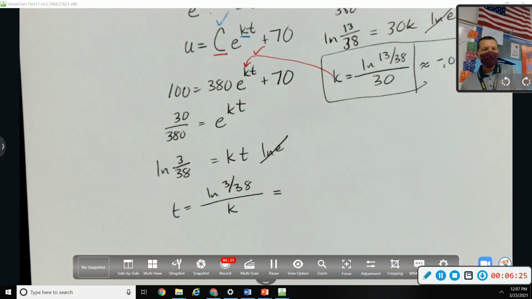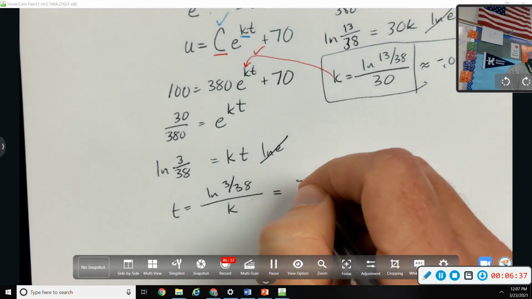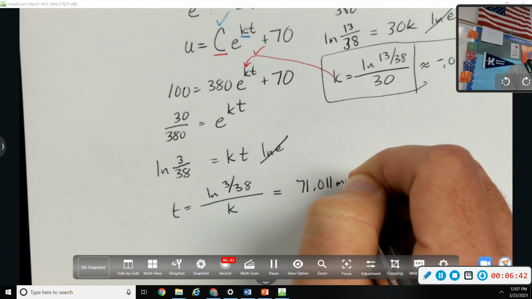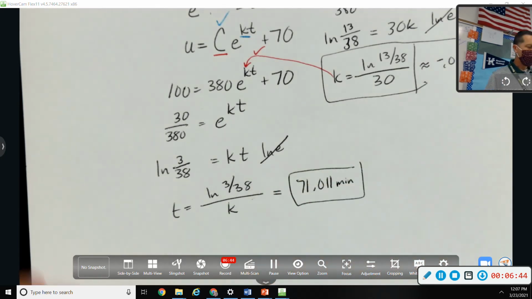We've defined k. K's in our calculator, or it's right there. So natural log 3/38 divided by k is 71.011 minutes.